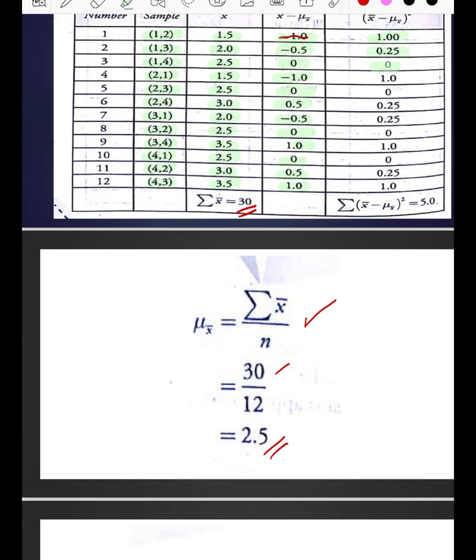The square of 0 is 0. The square of negative 1 is positive 1.0. The square of 0 is also 0. The square of 0.5 is positive 0.25. The square of negative 0.5 is positive 0.25.